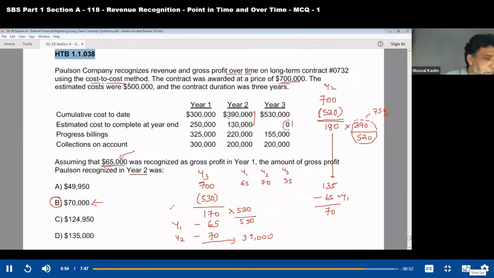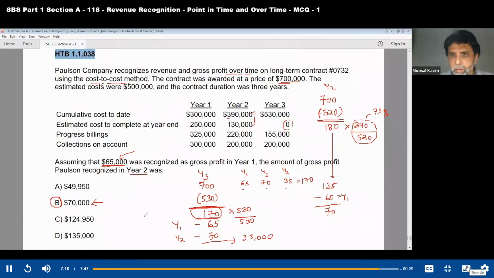So how much that sums up to? So 35 plus 70 plus 65 is equal to 170. And that's the total profit. I mean, cumulative profit for the entire project is 170. So it sums up to that. We recognized it in each of those years.